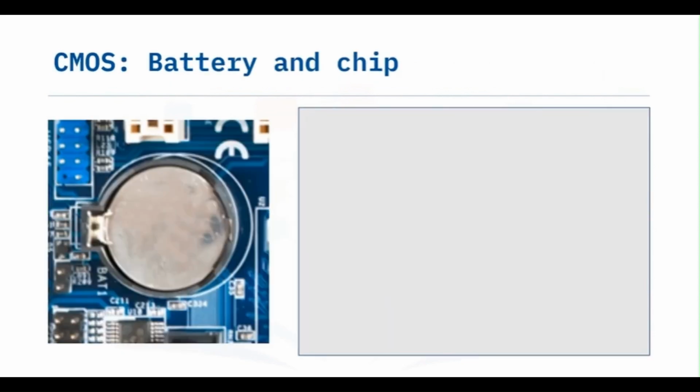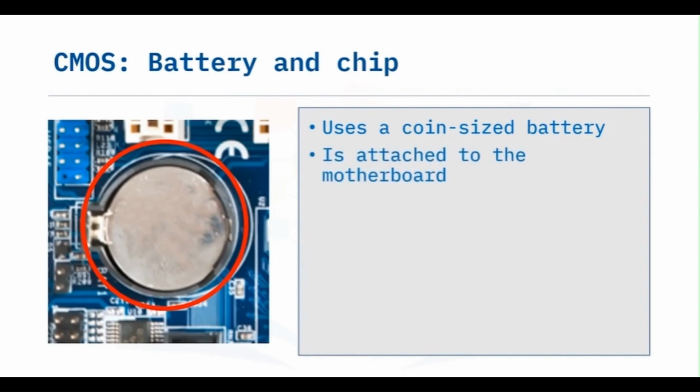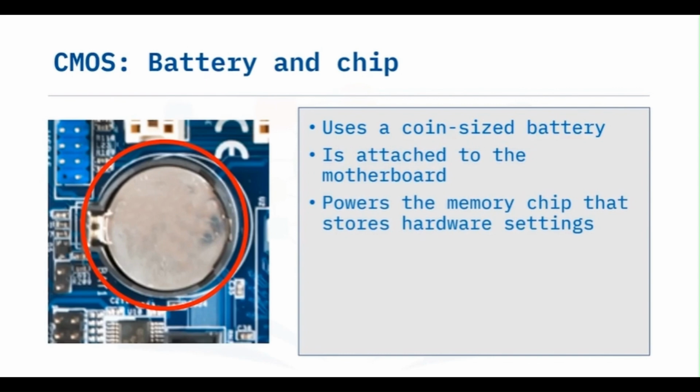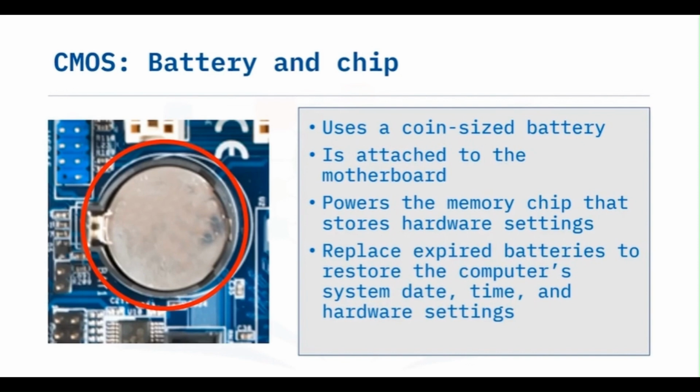CMOS is short for Complementary Metal Oxide Semiconductor. A CMOS battery is a coin-sized battery similar to a watch battery that is installed on the motherboard to power the CMOS memory chip. The CMOS memory chip stores a computer's hardware settings. Like all batteries, CMOS batteries expire, and when the battery expires, the system clock resets, and you'll need to replace the battery to restore the computer system time, date, and hardware settings.